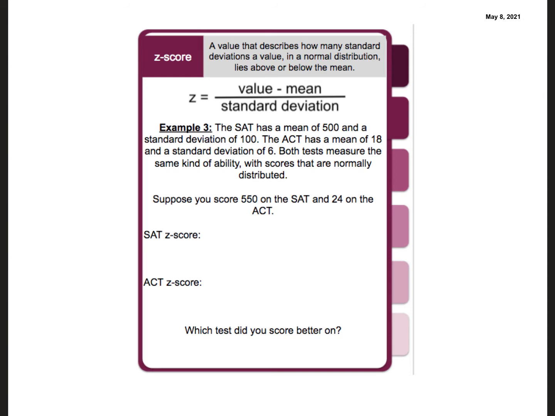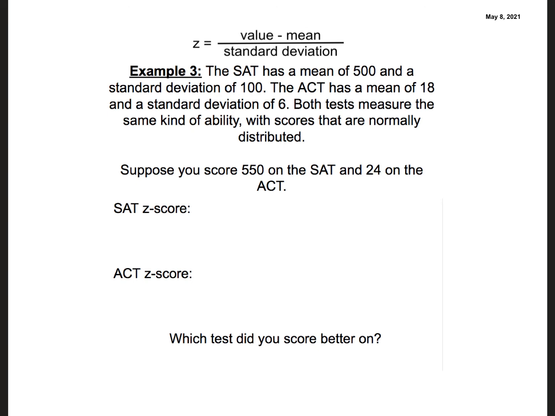Let's go ahead and look at example 3. This one says the SAT has a mean of 500 and a standard deviation of 100. The ACT has a mean of 18 and a standard deviation of 6. Both tests measure the same kind of ability with scores that are normally distributed. Suppose you score 550 on the SAT and 24 on the ACT. We're going to start by calculating both of our z-scores.